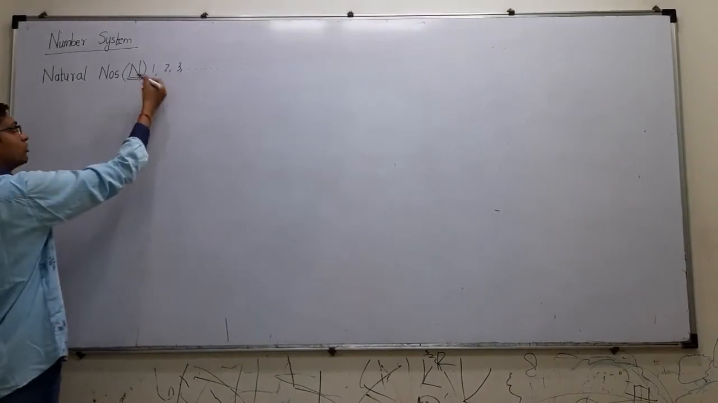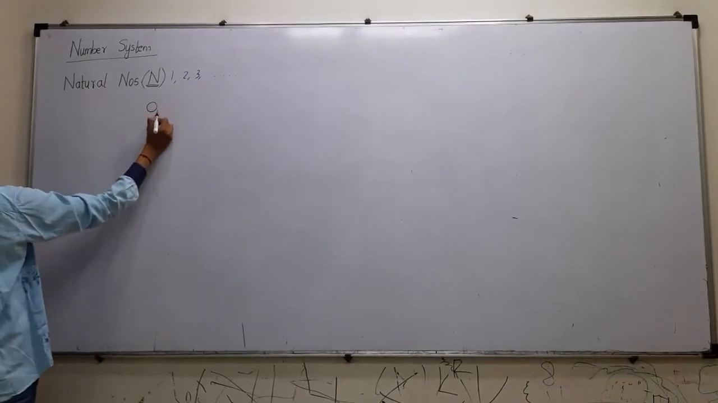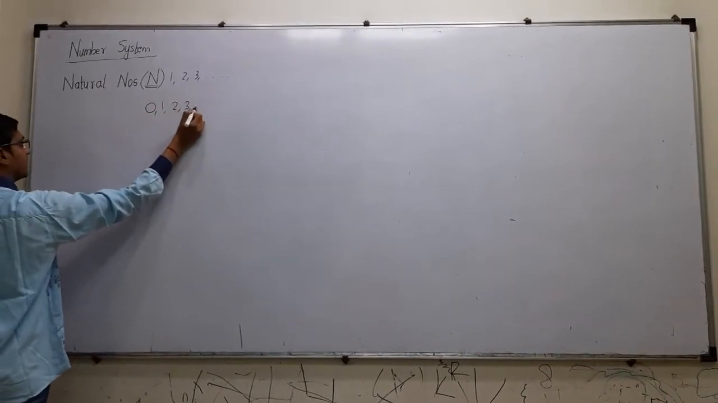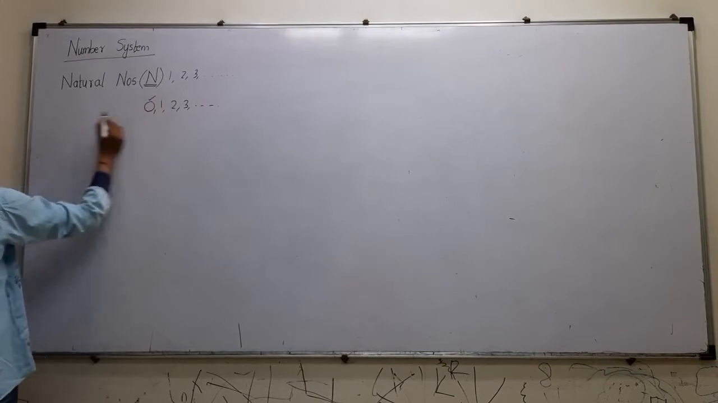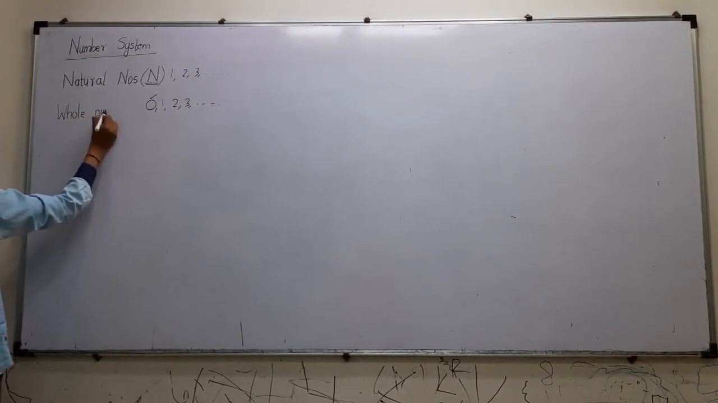Now, if I introduce a 0 over here, I'll get 0, 1, 2, 3. If I include a 0, it becomes the set of whole numbers.